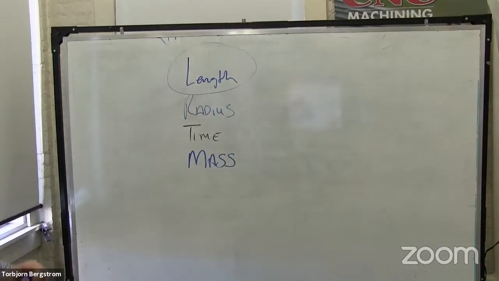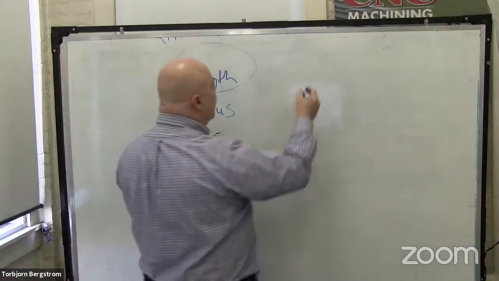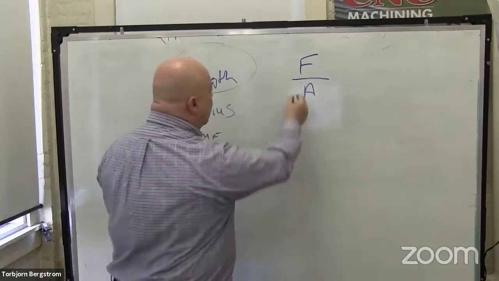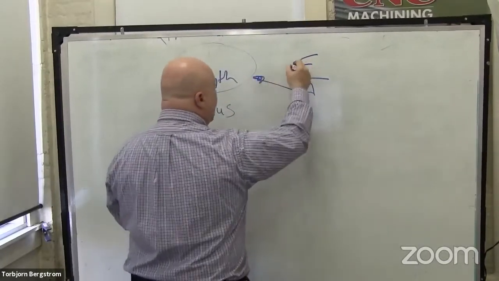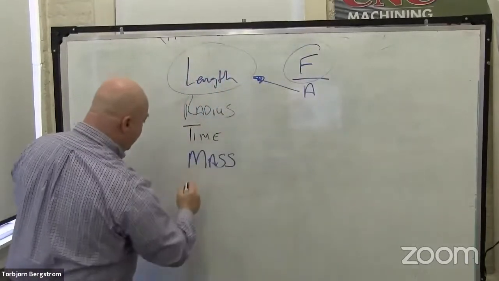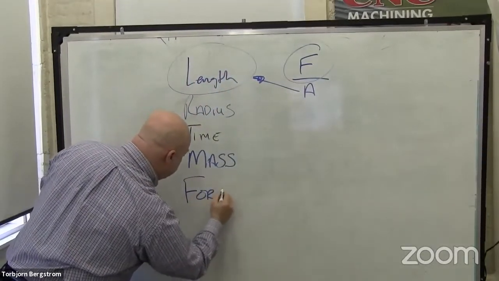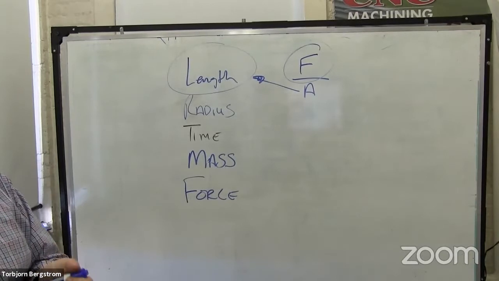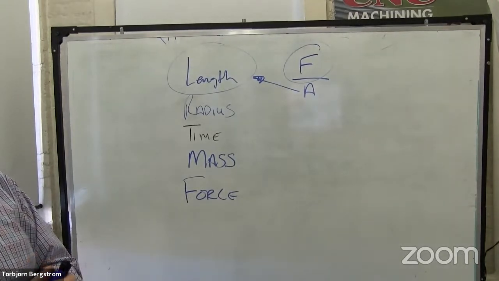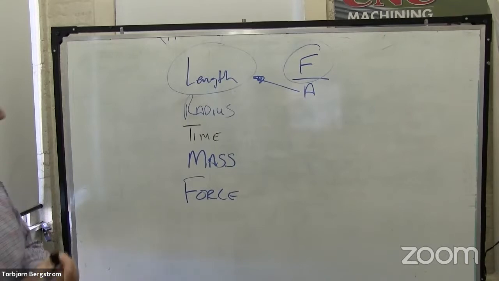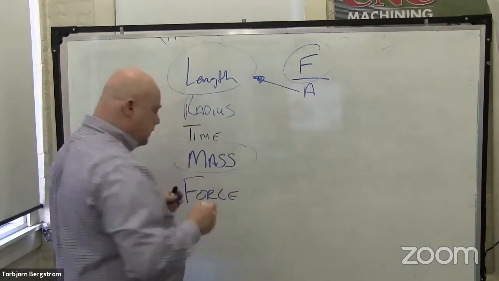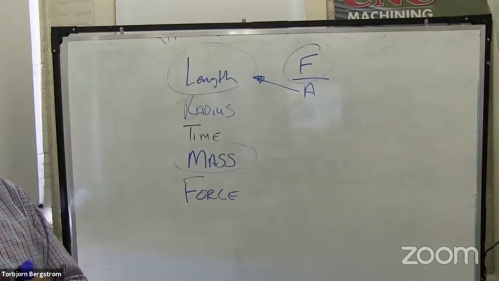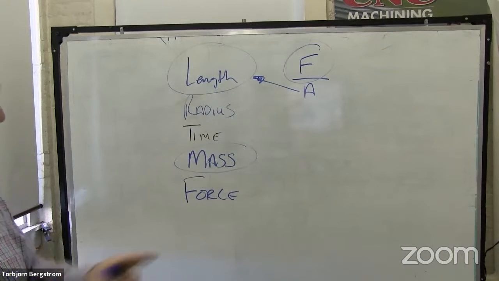What's stress? It's force over area, right? Area is length, but force is an independent thing. So we need to measure force. How can we measure force simply? We can put a mass on a string and assume that we know what the acceleration due to gravity is. But we can measure force.